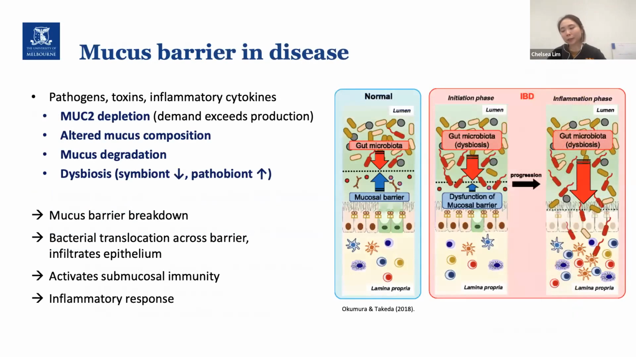The presence of enteropathogens, toxins, and inflammatory cytokines collectively result in a series of events, including MUC2 depletion, alterations in mucus composition leading to poor quality mucus, mucus degradation by bacterial enzymes, and intestinal dysbiosis. Consequences include breakdown of the mucus barrier with subsequent translocation of pathogenic and opportunistic bacteria, and the persistent contact between these invading bacteria and the gastrointestinal epithelium activates submucosal immunity and perpetuates inflammation, which is a key event in the development of many chronic inflammatory enteropathies.